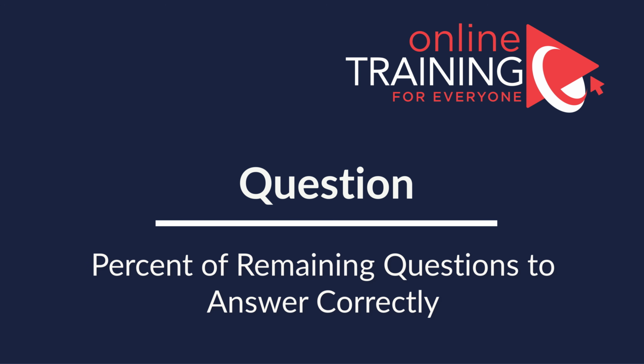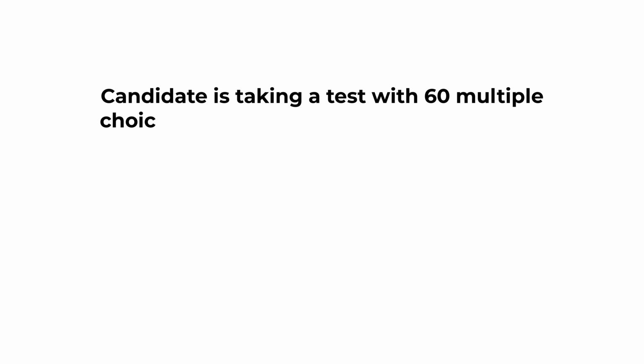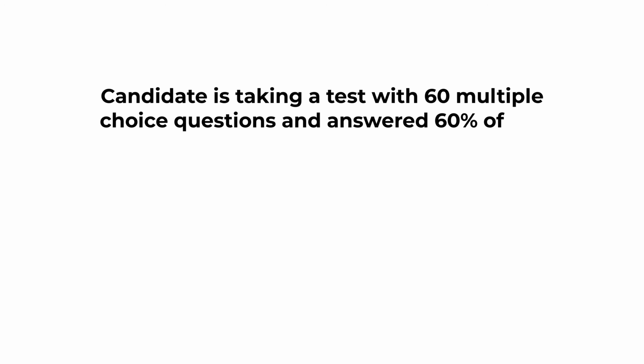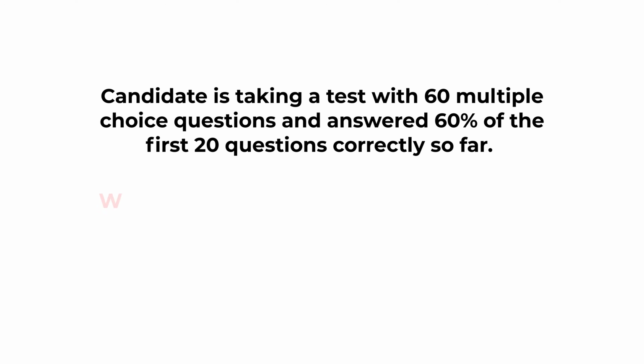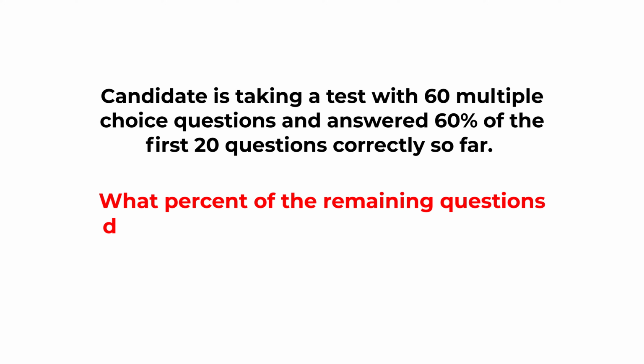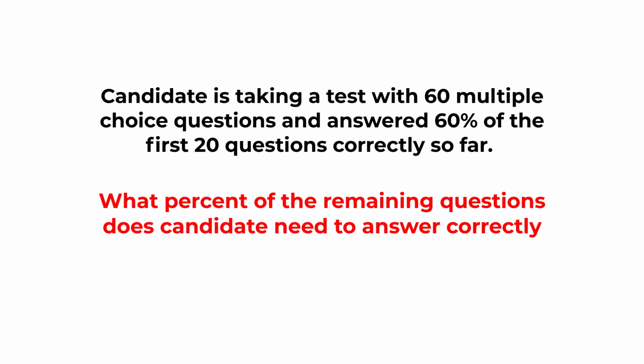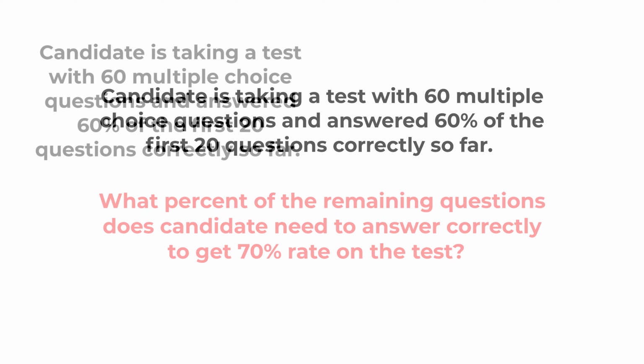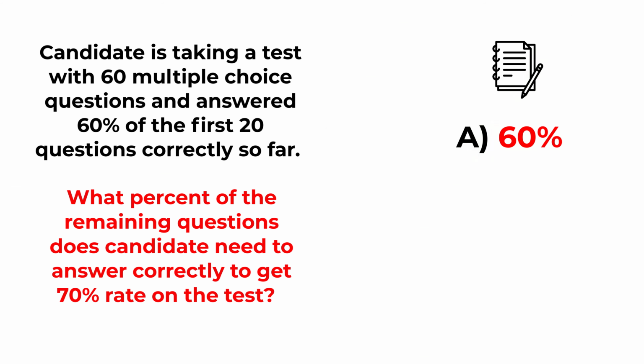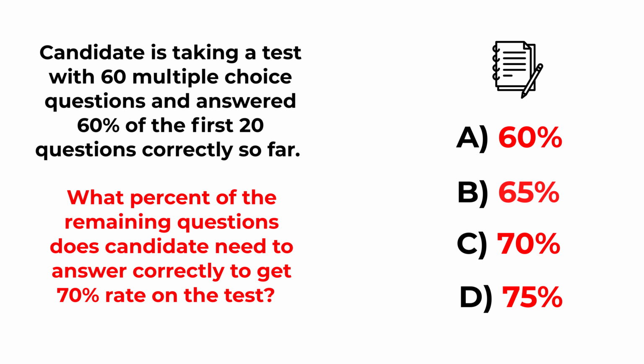Here's one of the frequently used questions to test your understanding of percentages. A candidate is taking a test, so imagine yourself, with 60 multiple choice questions and answered 60% of the first 20 questions correctly so far. So, what percent of the remaining questions does the candidate need to answer correctly to get a 70% rate on the test? You're presented with 4 different choices. Choice A, 60%, Choice B, 65%, Choice C, 70%, and Choice D, 75%.